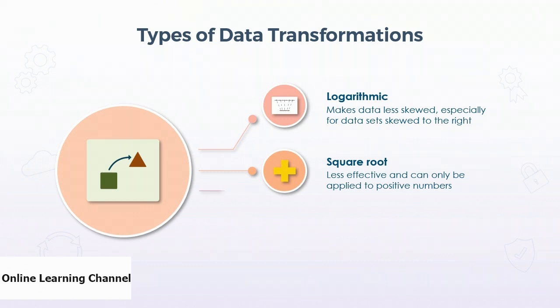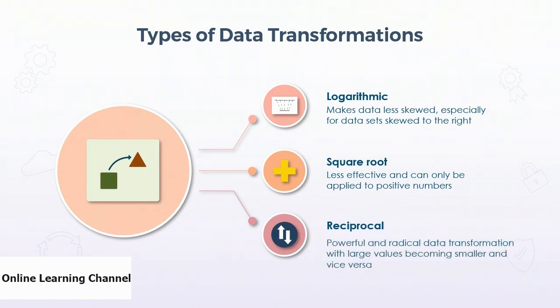Another commonly used transformation is reciprocal transformation. This transformation is performed when a powerful radical transformation is needed. In reciprocal transformation, the larger values become smaller and vice versa. It, however, preserves the order amongst the values of the same sign.